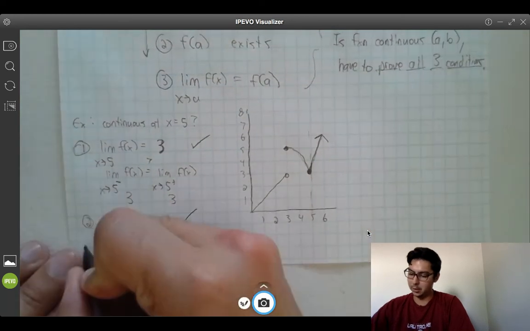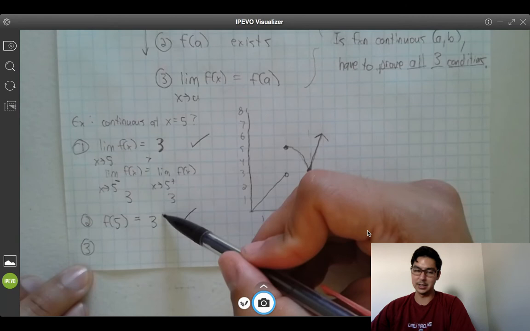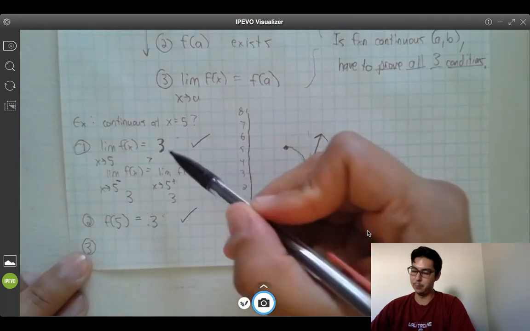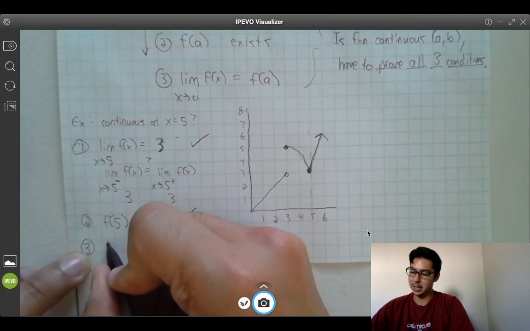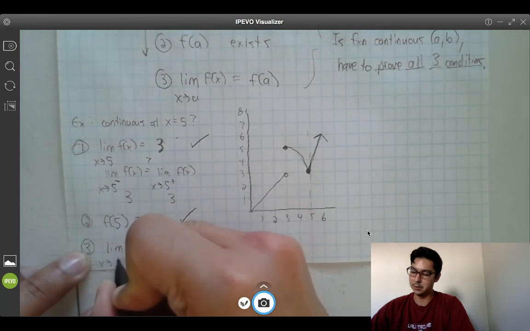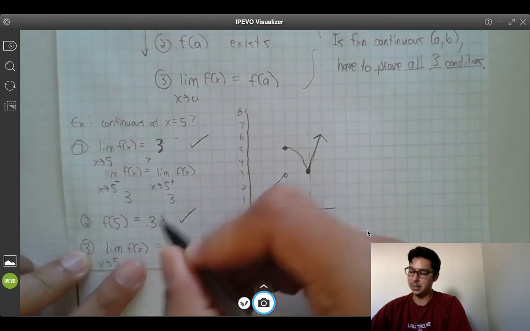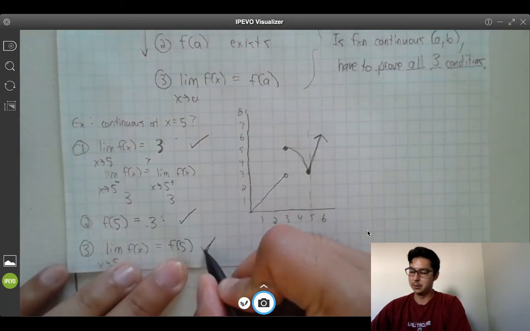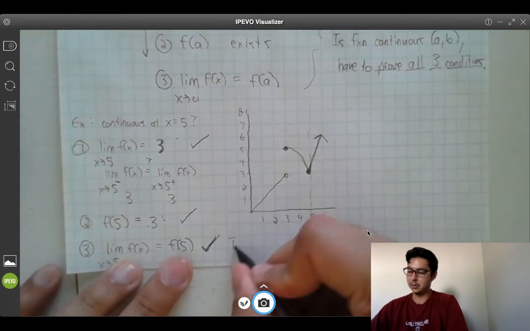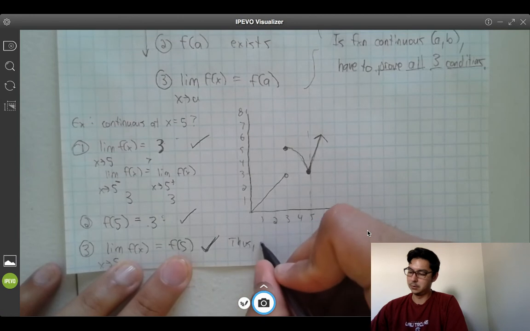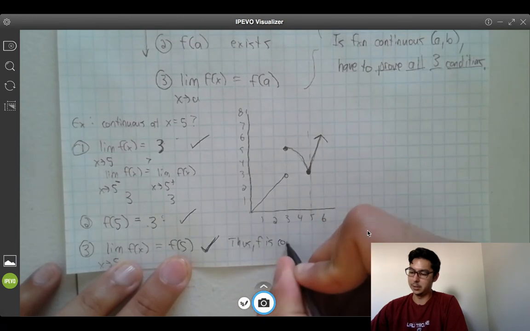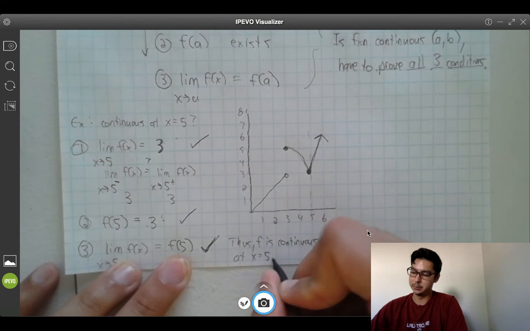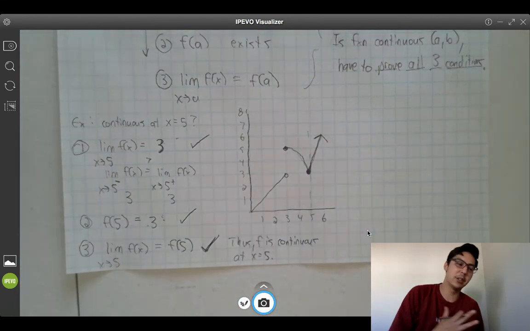And then the third one is, are these the same? Is the limit you found equal to the value that it's at? In which case, they're both 3. So yes, the limit as x approaches 5 of f of x is equal to f of 5. They both equal 3 here. So thus, f is continuous at x equals 5. And that's how you would answer that, is you have to go through all 3 conditions.